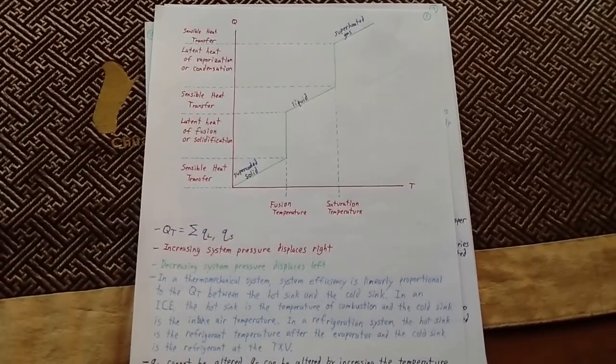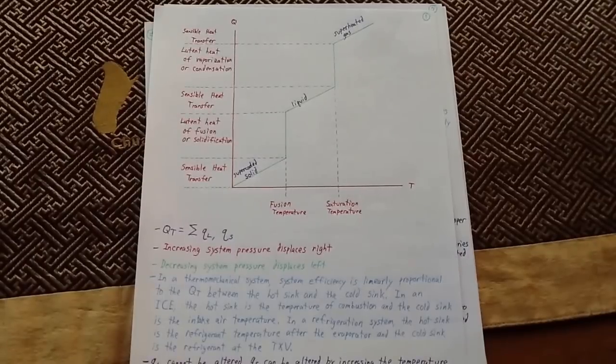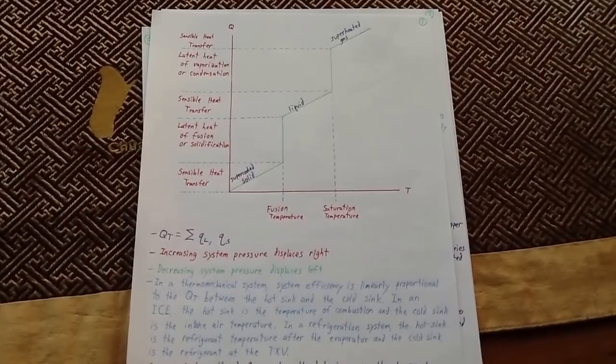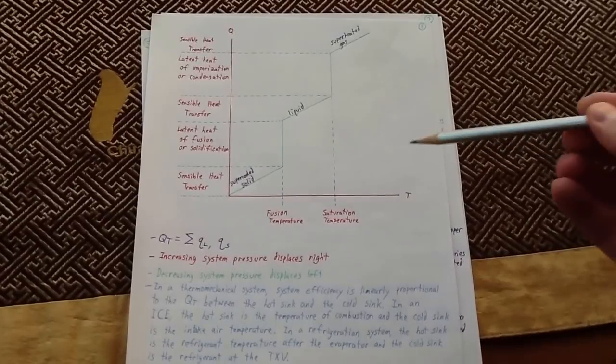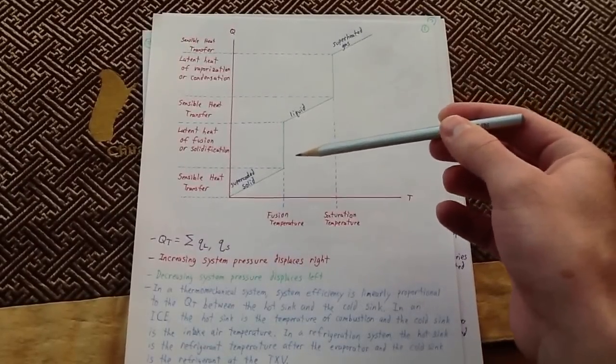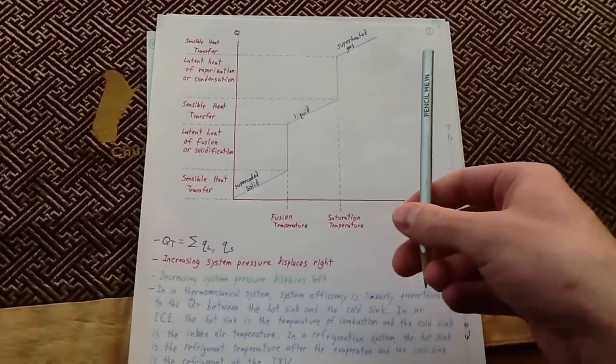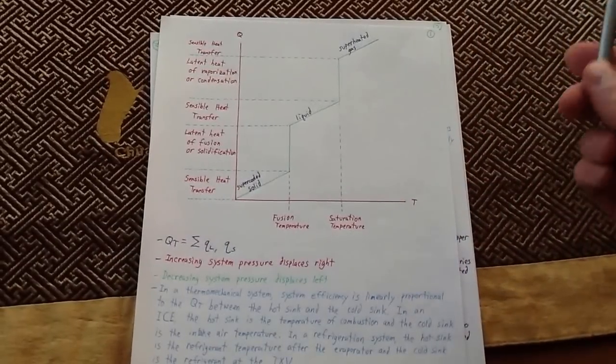You've got some other issues that are associated with that. On the other hand, what increases the thermomechanical efficiency is when you have a lower temperature. So again, the efficiency of a thermomechanical system is linearly proportional to the difference between the cold sink and the hot sink.